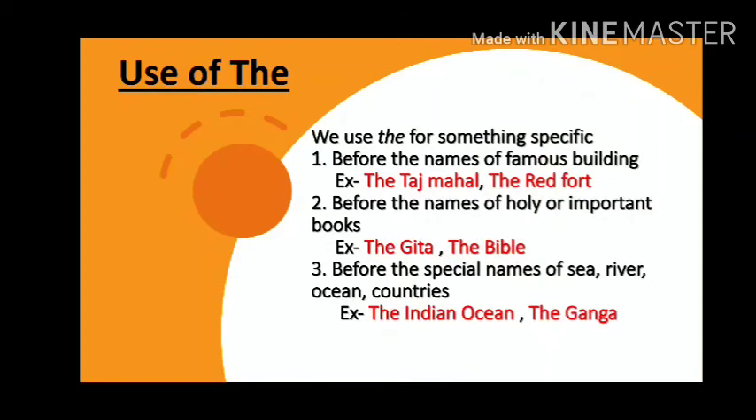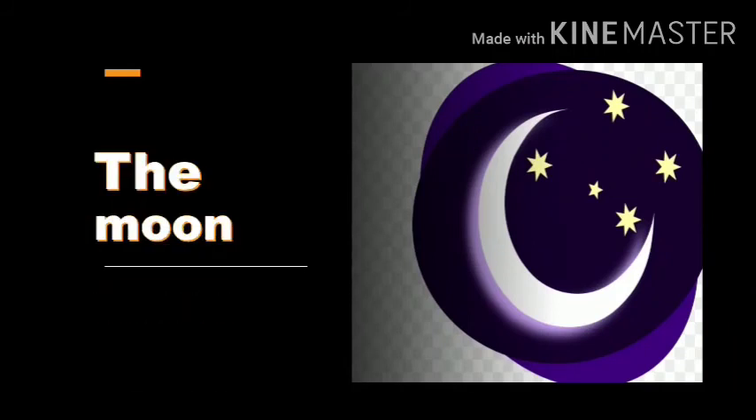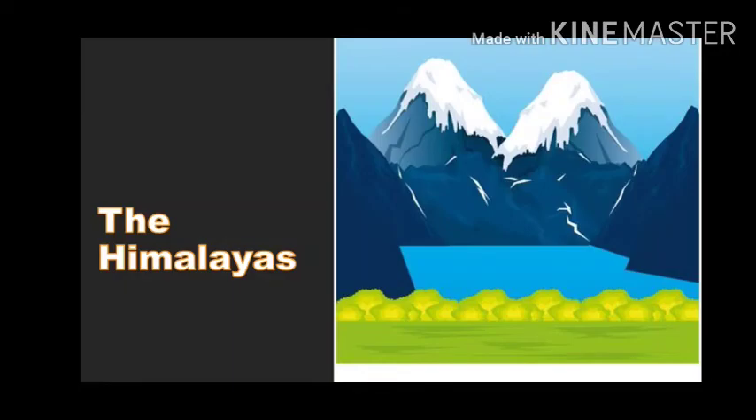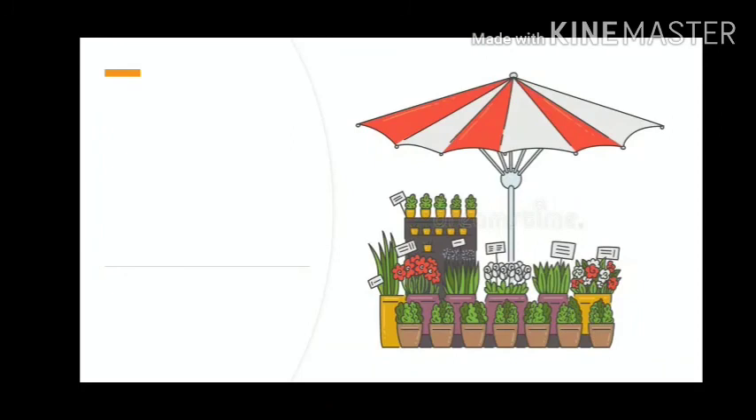Now let's have some examples. The moon, the sun, the Himalayas, the Taj Mahal. So students, we use the when we talk about something specific. Articles a and an are used to introduce a singular noun.